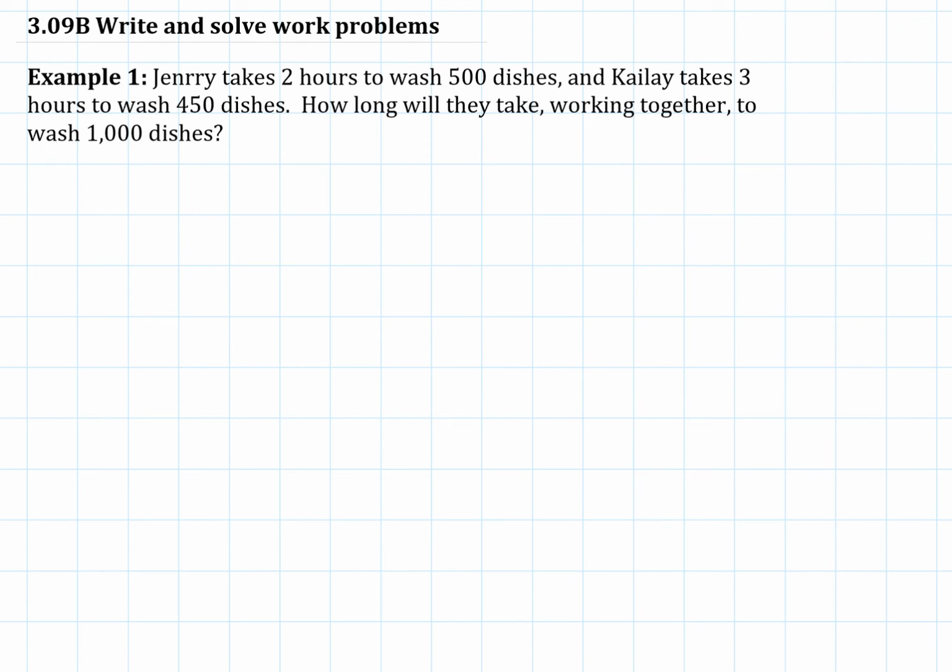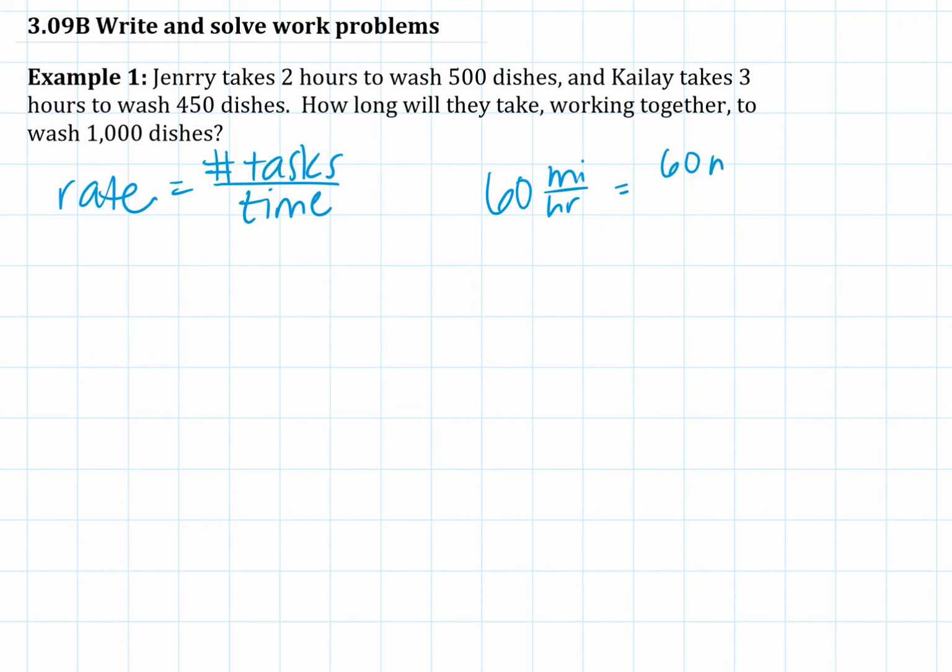This is about rate of tasks accomplished. So for these rate problems, the rate at which you're working is the number of tasks you've accomplished out of the amount of time. So for example, if I'm driving at 60 miles per hour, I'm going 60 miles, that would be my number of tasks in 1 hour, just as an example.